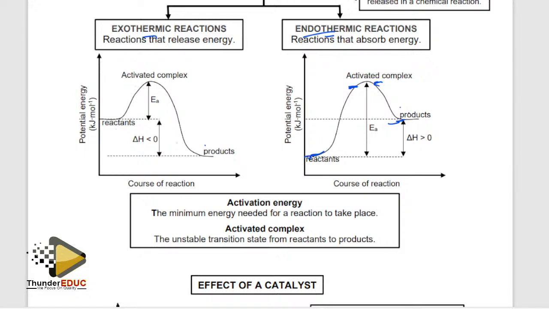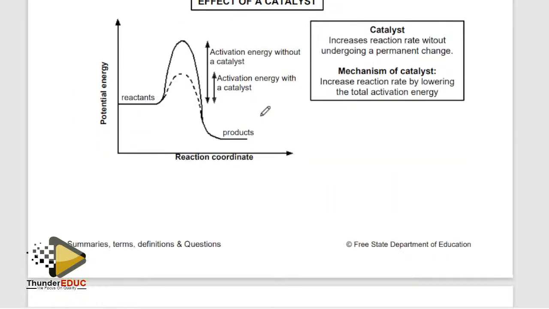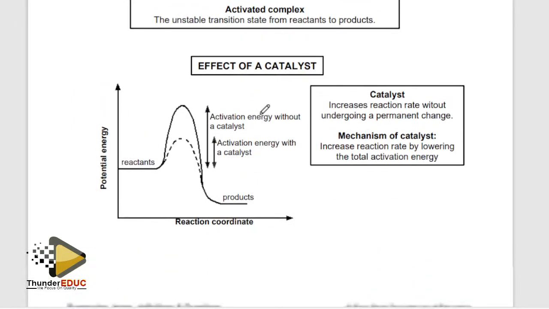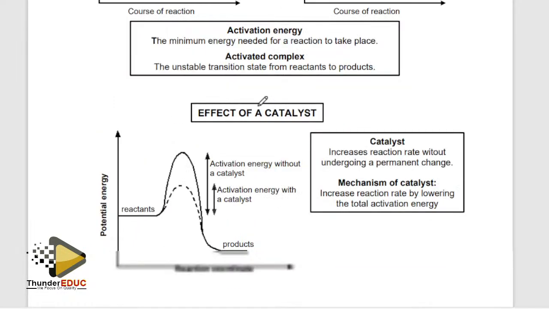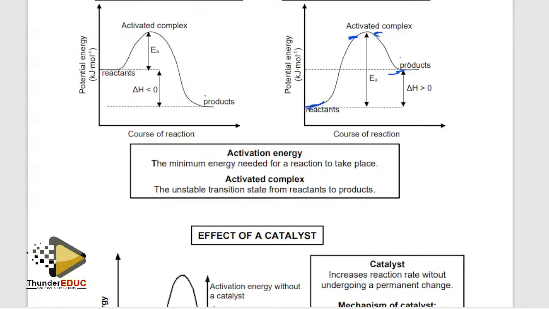Now, this one is easy. But now, when it comes to these graphs, when a catalyst is added, how will this reaction behave? When the catalyst is added, what will the catalyst do? The catalyst, what it does, it gives an alternative way of the reaction.